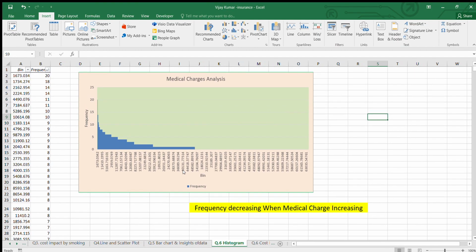Here this is the histogram. In question number 6, they have asked for frequency using the histogram. So when we increase the charge, the frequency decreases. The 1673.0342 range has the highest frequency, and as we increase the charge, the frequency decreases. At 1673 the highest frequency is 20, and the others are less than that. So here is the histogram showing this.